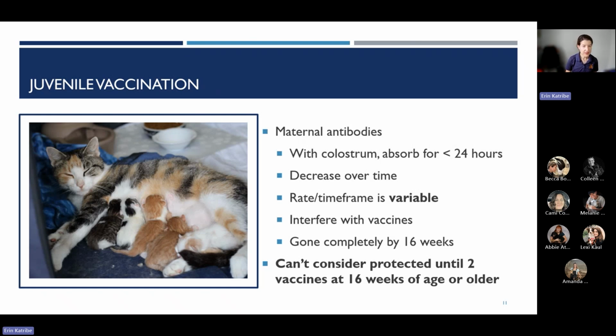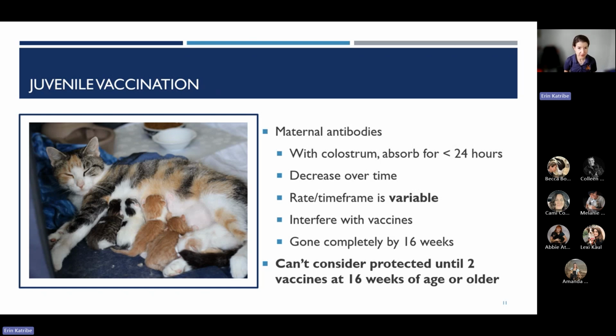One thing we do know is that maternal antibodies are gone essentially by 16 weeks of age in every puppy or kitten. But what this means is vaccines given before then may or may not have efficacy. Maybe they're effective, but maybe they're not, right? And so we cannot consider puppies and kittens protected.